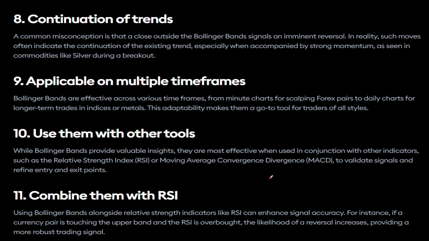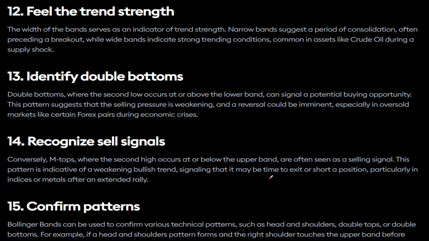Next is strength. If the bands are converging, that means the trend is consolidating. When the bands are separated, that means there is huge volatility. This is also what we call a pinch in technical terms. Identify double bottom. Yes, if it is making a double bottom, this is a kind of pattern we can find out.